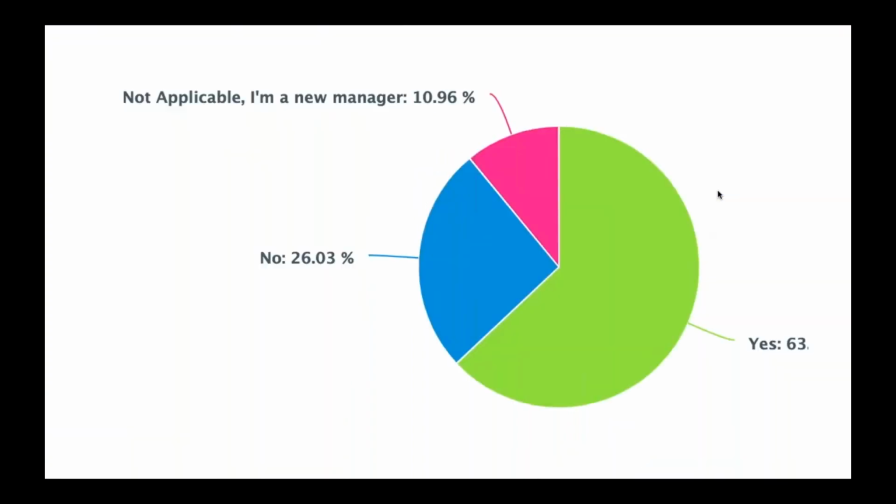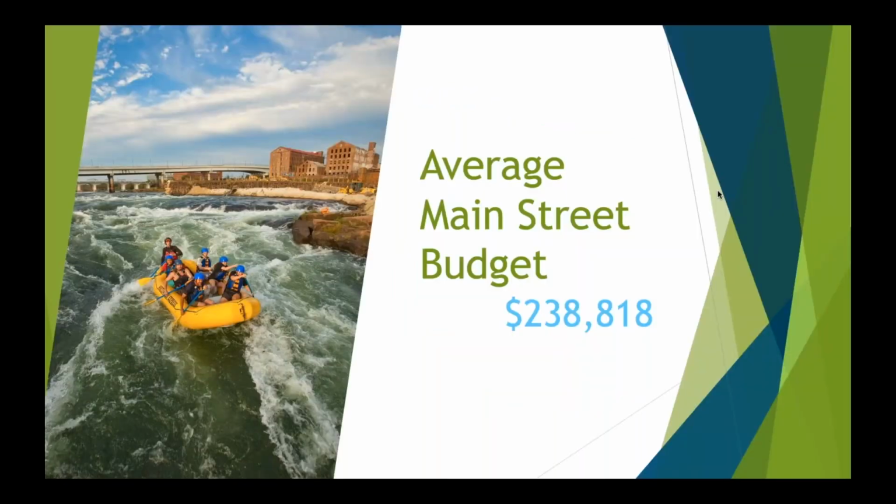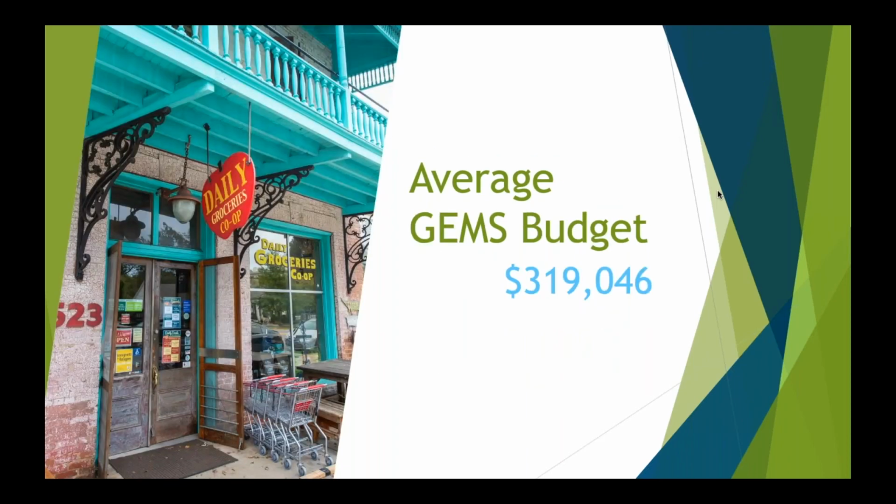And again, I know you're just seeing the picture, but this is a picture of the pie chart for when I asked people last year, did they get a raise? And 63% said yes, which is again contributing to why that number is increasing year on year. And then average Main Street budget, $238,000. This is a 7% increase since 2019, which is great because, again, we want to see that Main Street budget continue to grow and have more support. Average GEMS budget, again, it's going to be a little bit higher, $319,000. Now, these budgets include salaries as well.